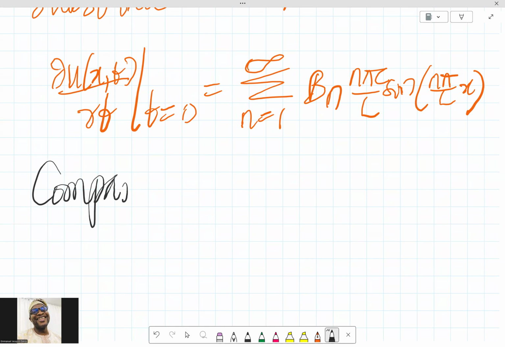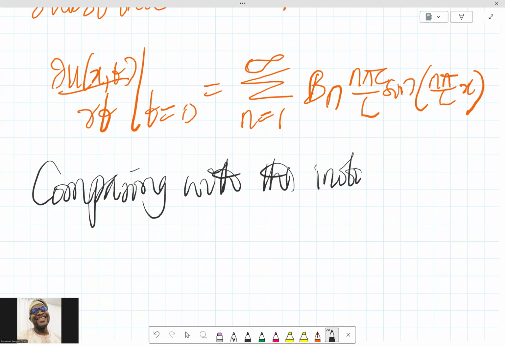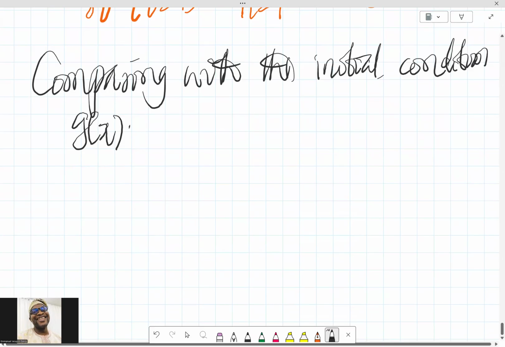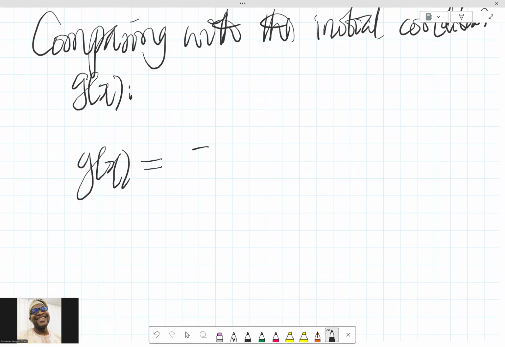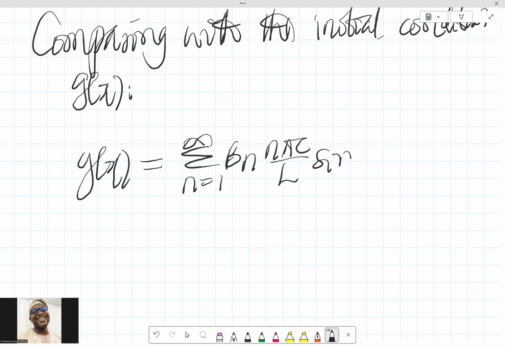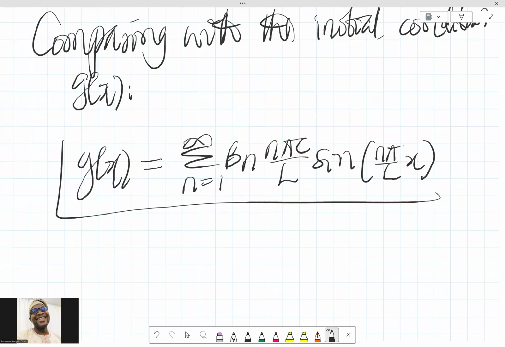So now, comparing with the initial condition g of x. We can now say that g of x is equal to the summation from n equals 1 to infinity of b_n n pi c over L sine n pi over L x. Okay, that is our g of x now.